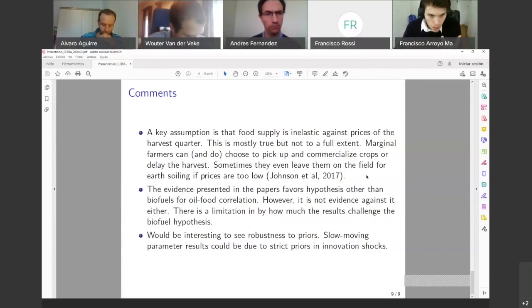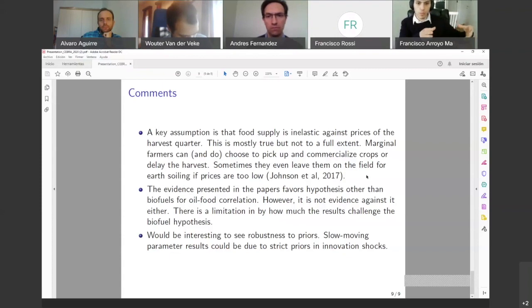Second minor comment: the authors suggest that the evidence they present favors the alternative hypothesis against the biofuel hypothesis. The way I see it, what they find is evidence for an alternative hypothesis, but it doesn't mean it goes against the biofuel hypothesis. When you look at the alternative hypothesis and the spillovers that go to minerals and agricultural materials, even if we completely take those, that doesn't mean that the biofuel hypothesis does not take place. The results that the authors show do not necessarily go against it. So I think we should have that in mind when we discuss the biofuel theory for the correlation.